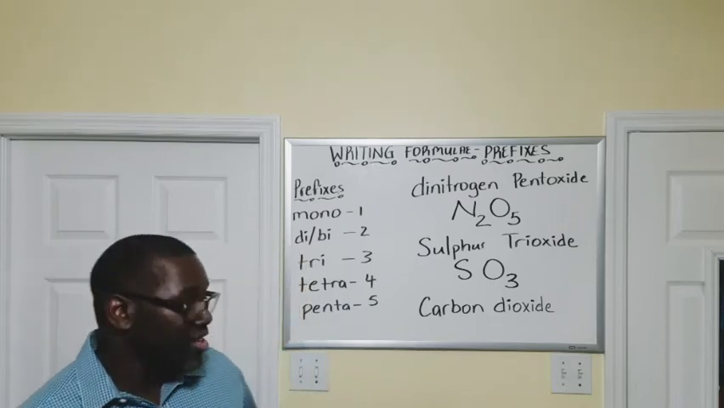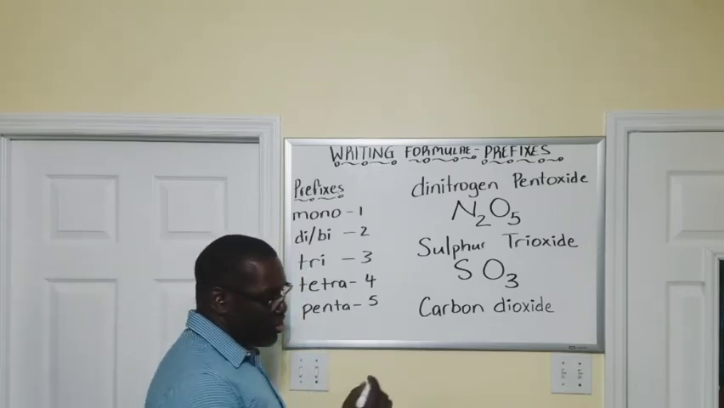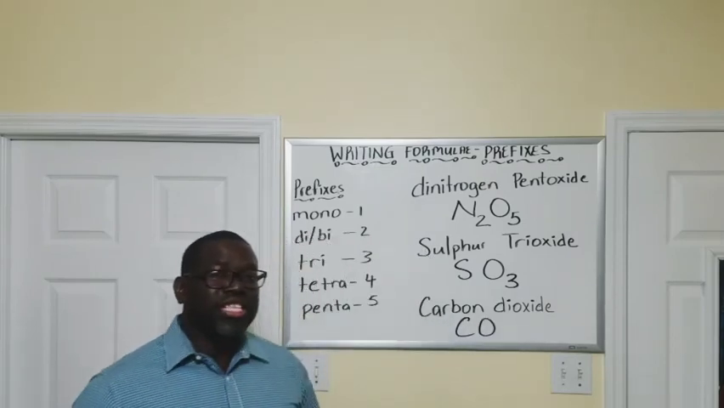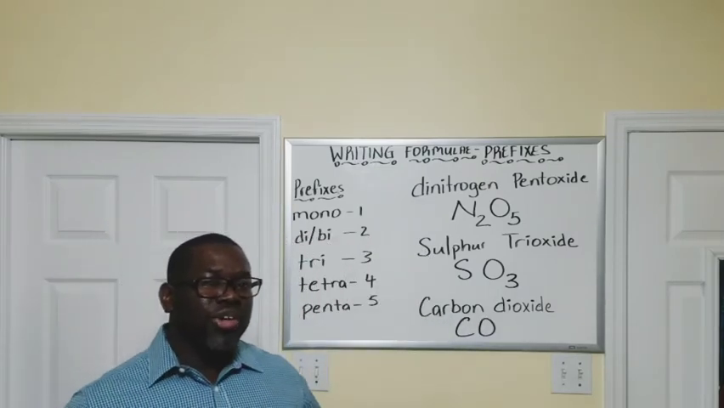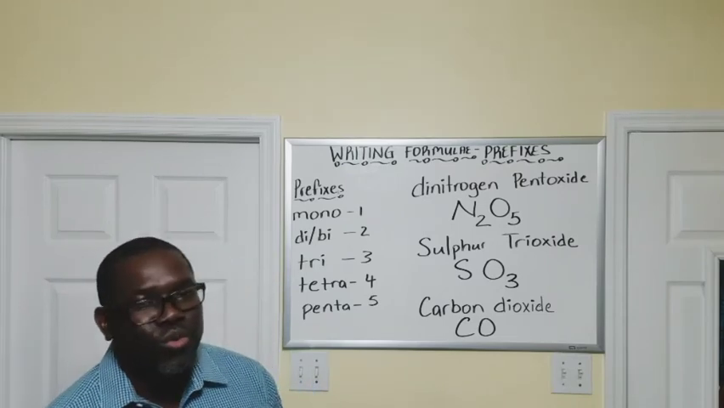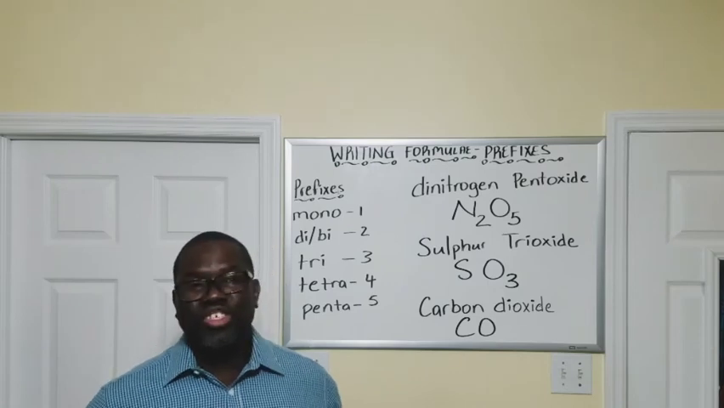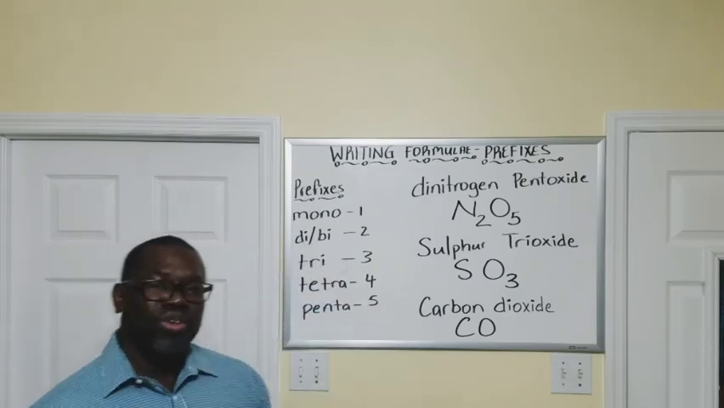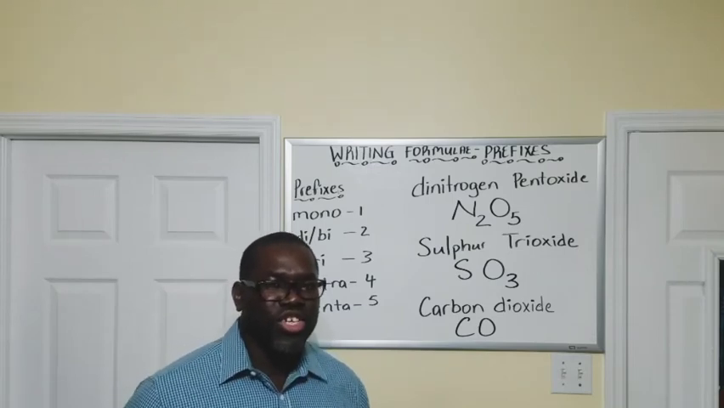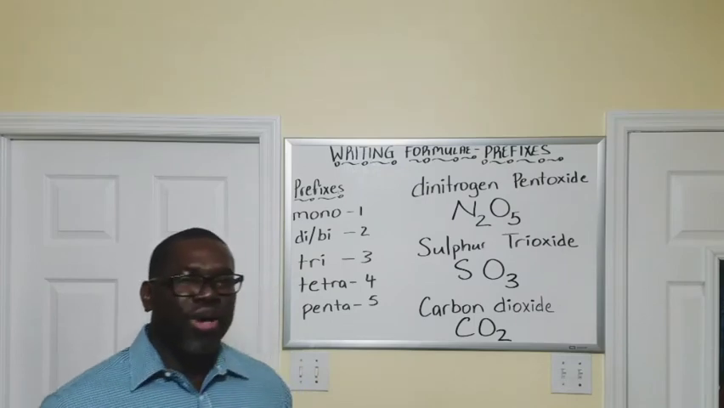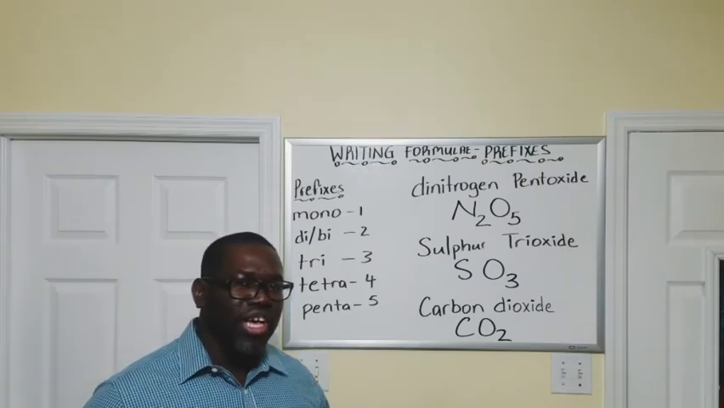In this case, your 2 elements are carbon and oxygen. How many carbons are present? No prefix again. No prefix means that it's only 1 carbon. And then for the oxygen, it says di. So di means 2, so it's 2 oxygens. And there you have it, CO2. And that's it right there.